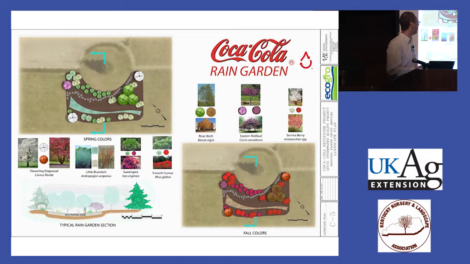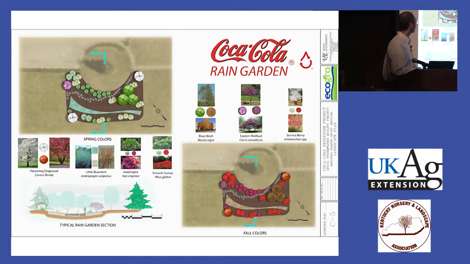We went back to Coca-Cola to do another rain garden. They said, can you do something a little more tame, a little less wild and woolly? So we came up with a plan that's really relying on a lot of trees and shrubs. Had a band of little bluestem in here, but just basically your trees and mulch. And it's going to work, and it's going to do the two things I need it to do for it to be called a rain garden.